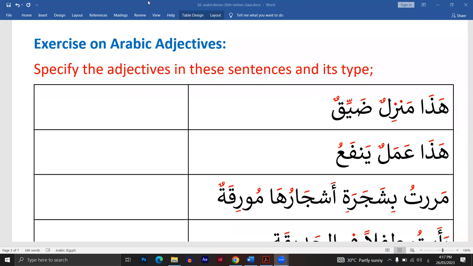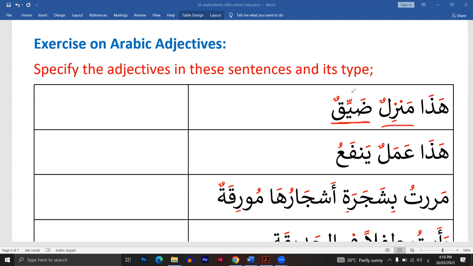No, sorry. Can I? Yes, please. Read the first sentence. هذا منزل ضيق. Okay, هذا منزل ضيق. Can you identify the adjective or a noun? ضيق. This one is the adjective. Why is it an adjective of this noun? Because it is mufrad and it is following the described noun in all four aspects.